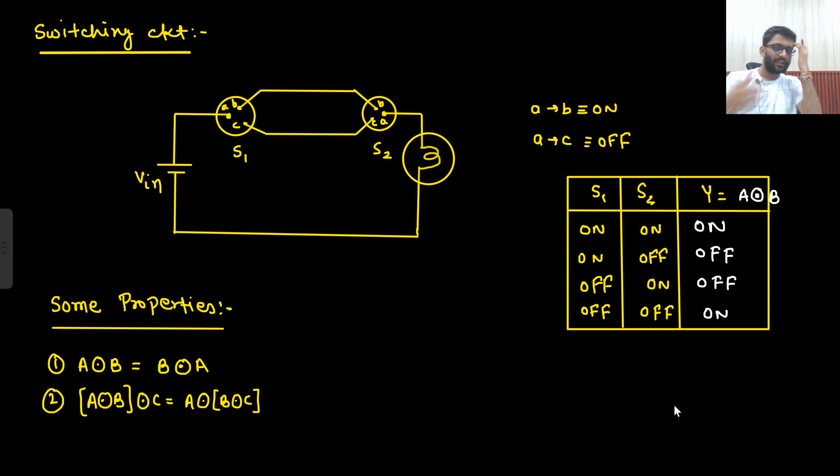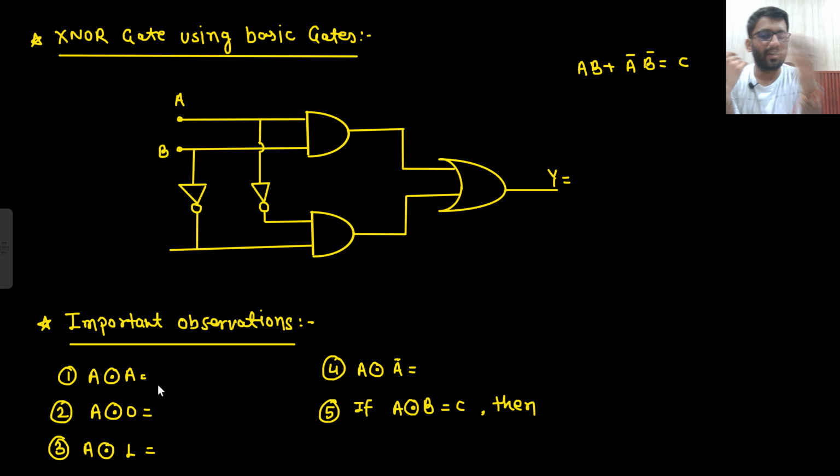Okay. Some properties: A XNOR B is equal to B XNOR A, and A XNOR B XNOR C can be replaced with A XNOR (B XNOR C). Anywhere you can put the bracket. Okay. XNOR gate using basic gates.